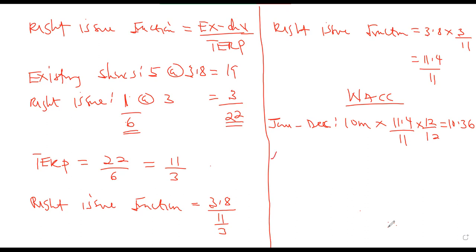So we have April to December. That will be 2 million multiplied by 11.4 divided by 11 times, okay, let's find this one first before we do the 9. Let's find the portion that is representing the bonus element. Before we pro rata, what is the bonus element on it? 2 times 11.4 divided by 11. I'm having 2.07. And for the other one it is 0.36. Is that correct?